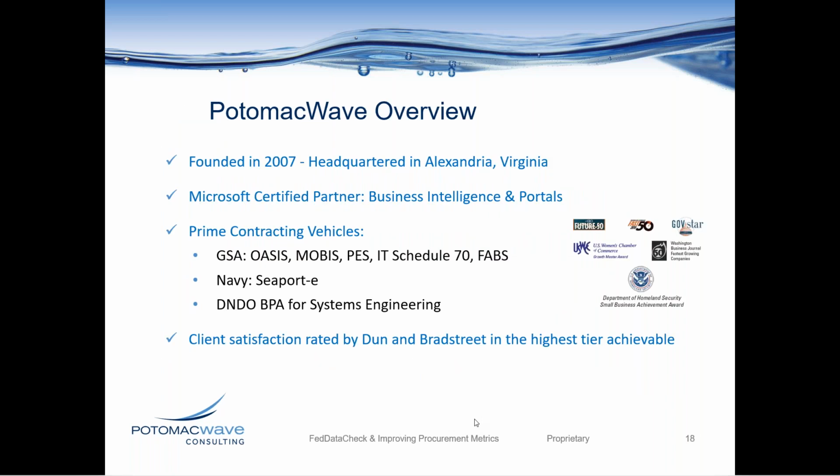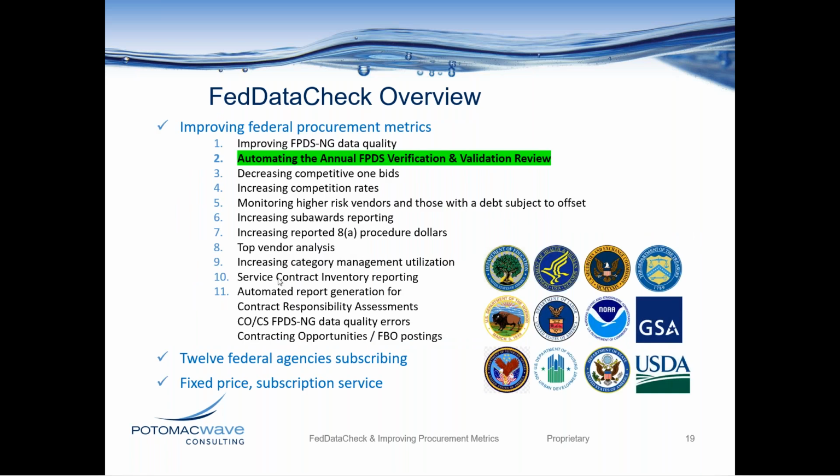We're no longer a small business, all right? It's not, boy, we're on the dying edge of it. So we've grown out of all those small business designations. If we haven't, we'll go out next week or soon. As you saw today, we did category management. We do a lot of data quality, which a lot of you are familiar with. But here's one that we do. We automate the annual FPDS&G verification validation review. So we do a lot of stuff related to procurement metrics and acquisition management.